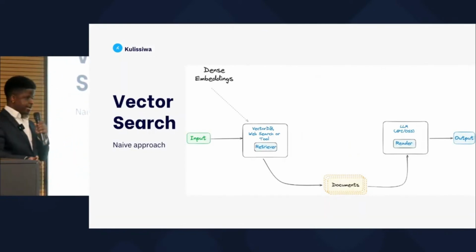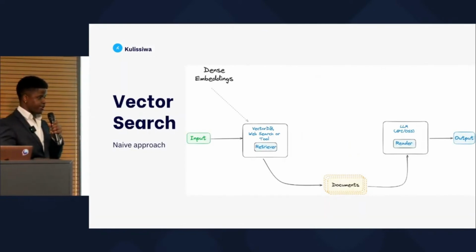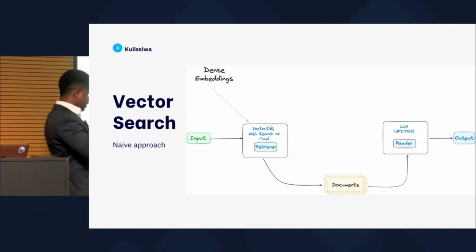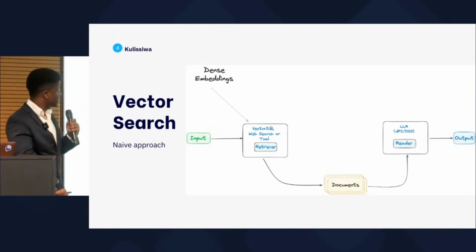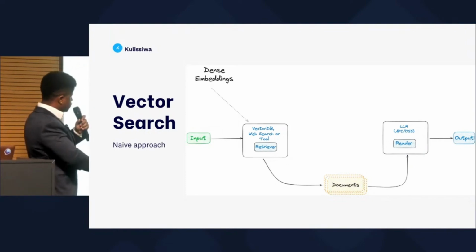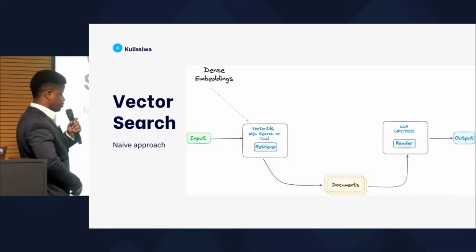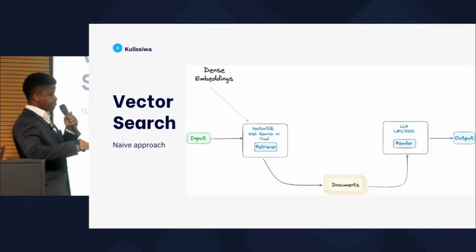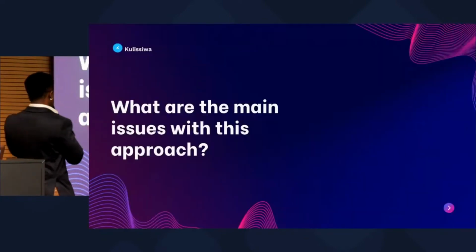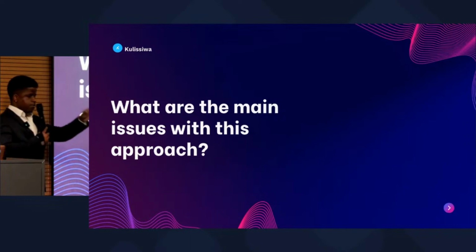This is kind of the naive approach. Everyone, when they heard about RAG, was like, okay, let's just embed the data, and then we can do some similarity search, and we can create an answer. It works well for the majority of use cases. But what are some of the main issues with this approach? Can anyone tell me?